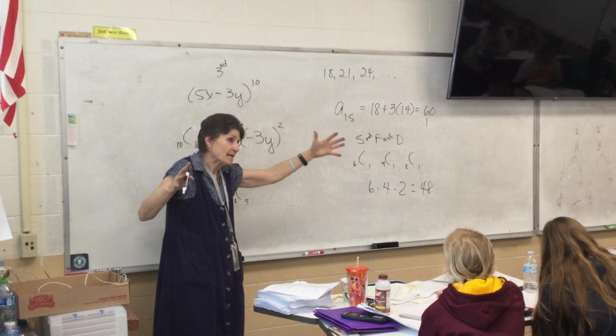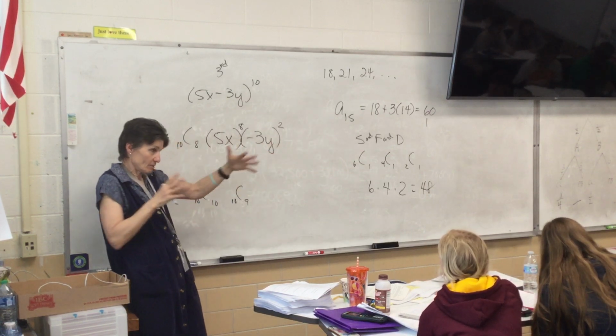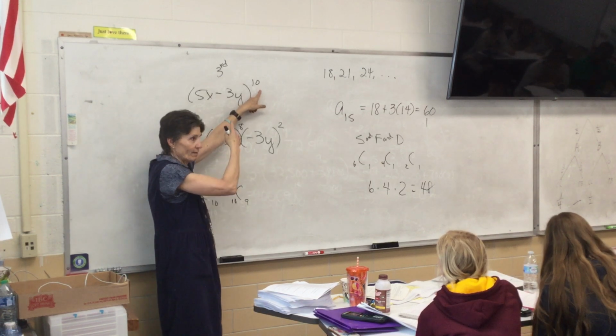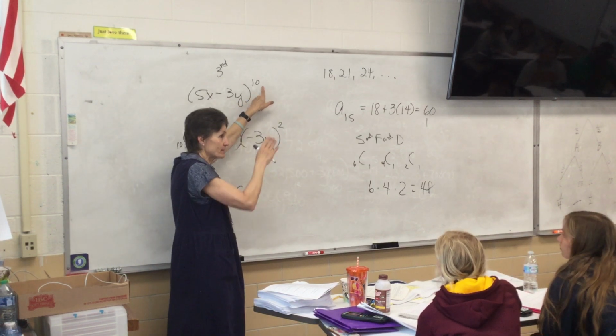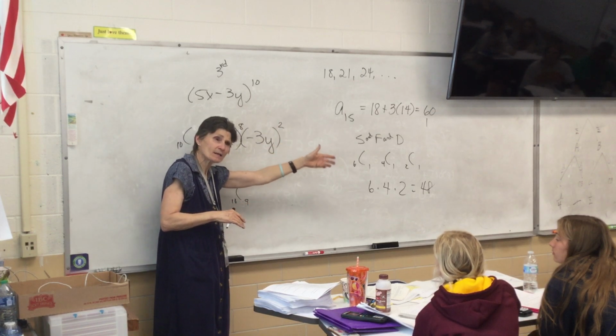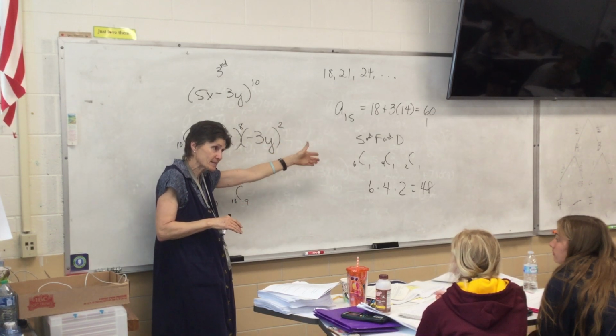When you expand this thing out, you have all these coefficients. The first one is always, whatever that is, C itself. So 10C10. And then they go down by 1s. Remember that? Until you get to the end of the line and it's 10C0.